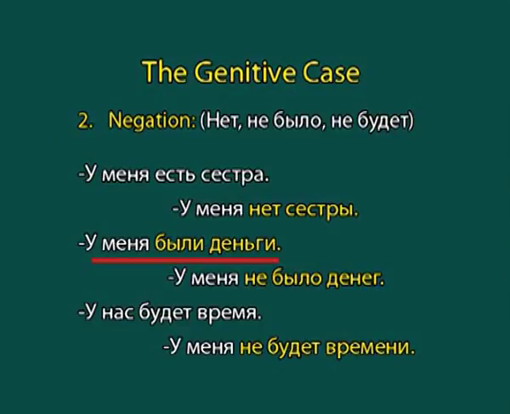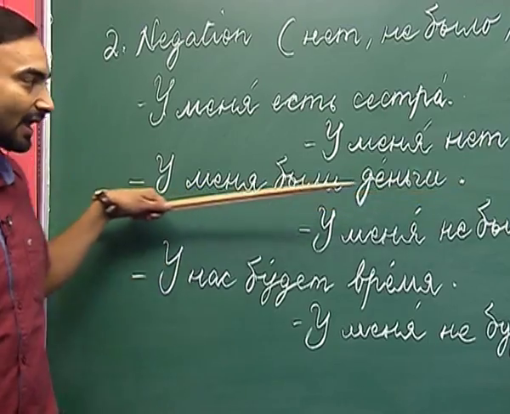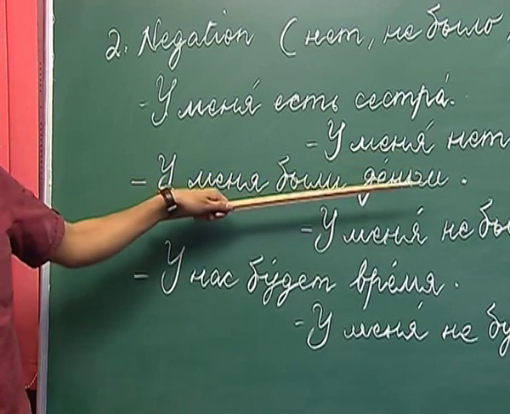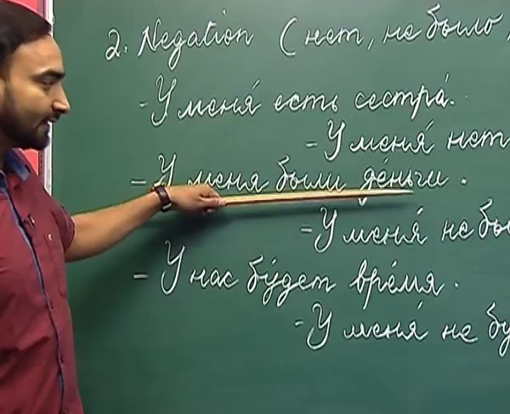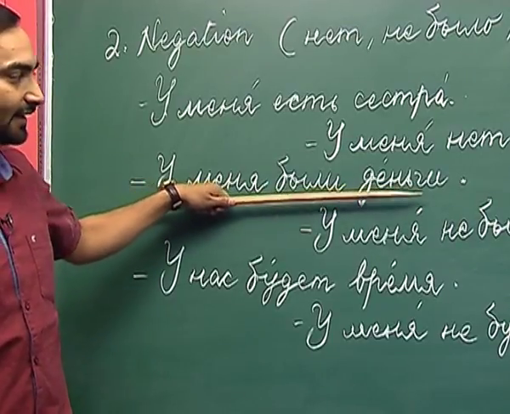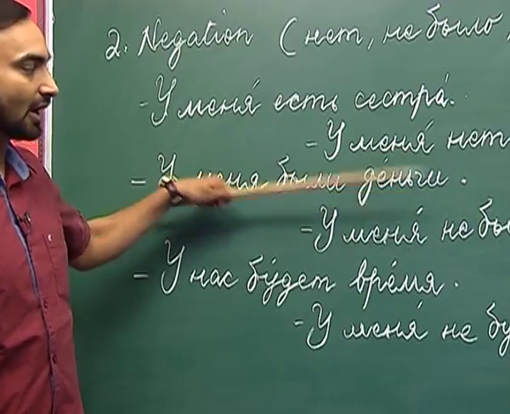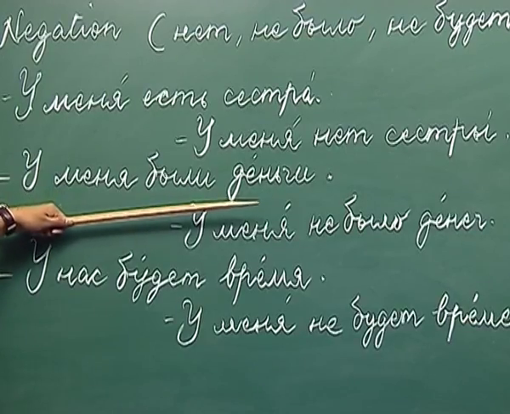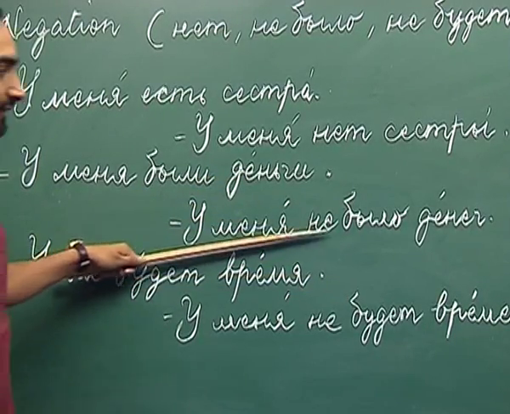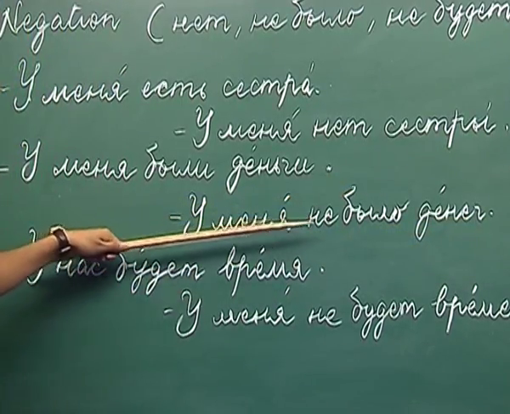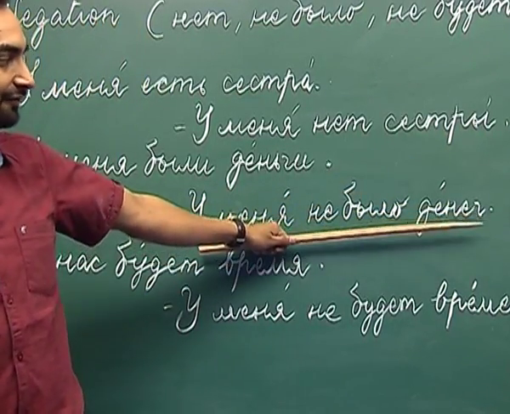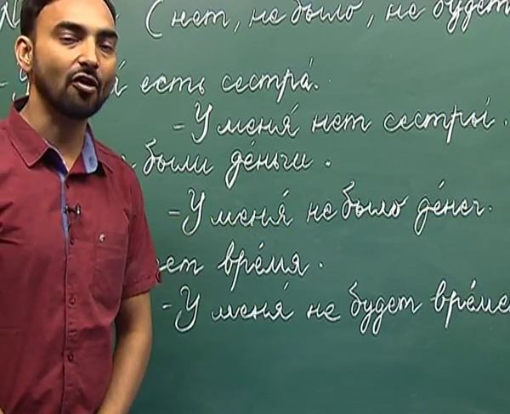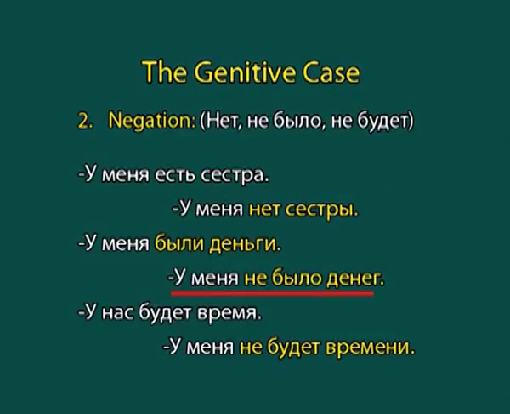The next example we have is у меня были деньги. I had money. Деньги is money. This is the assertive sentence, where деньги is the nominative plural noun. Now, what if you convert this sentence into a negative construction? У меня не было денег. Here we have used the genitive case form of the noun деньги. У меня не было денег. I did not have money.